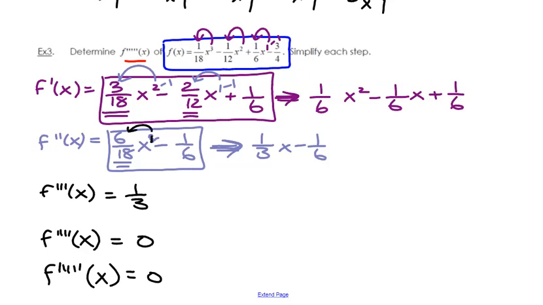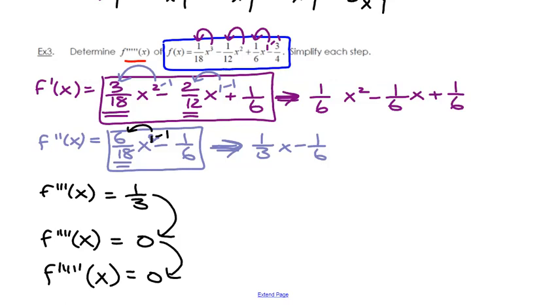So I'm going to get 6 over 18, but when I subtract 1, I'm going to have my x disappear, the 1 over 6 beside it disappears, and I just am left with a constant. Now when I want to take the derivative of the constant, you're just going to get 0. And then if I try to take a derivative again, you're just going to get 0.